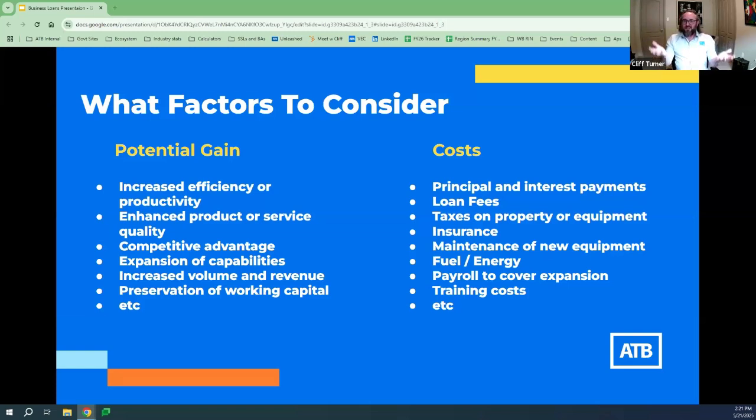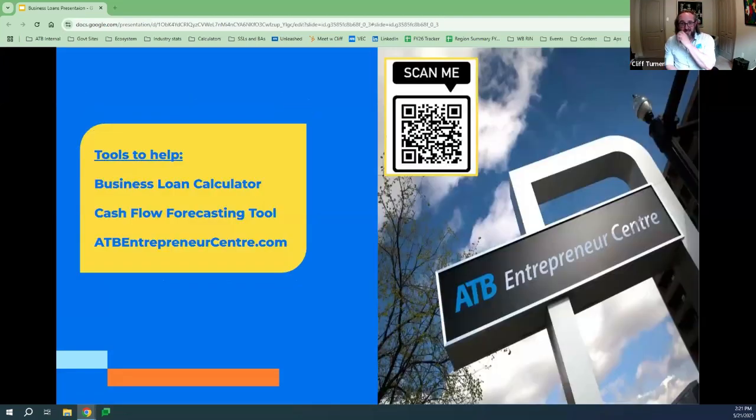Put those two together, and that's where that balance is. That's where you have to see, am I actually going to make enough out of this opportunity to cover all of those expenses and profit and grow? That's the key. Now, that can get pretty tricky, but we do at the Entrepreneur Center have a few tools that can help out with that.